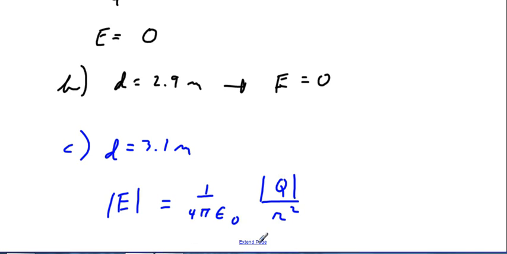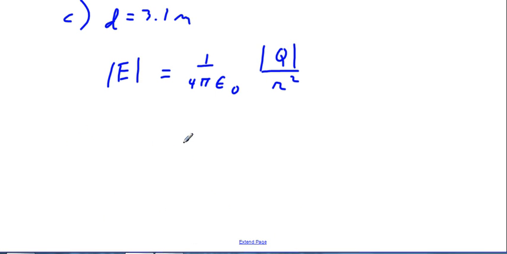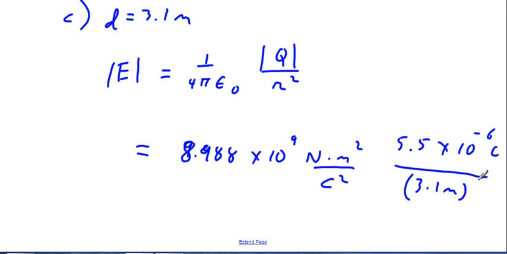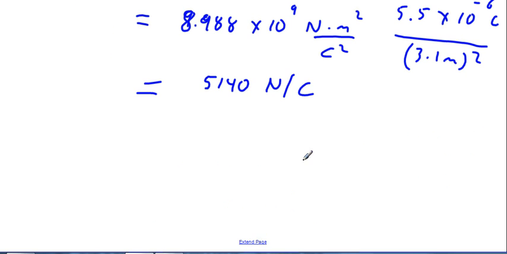Okay, well, back to where we were. So that would be K, 8.988 times 10 to the 9th newtons meters squared per coulomb squared, times 5.5 times 10 to the minus 6 coulombs divided by the radius, 3.1 meters squared, and I end up with an electric field of 5,140 newtons per coulomb.